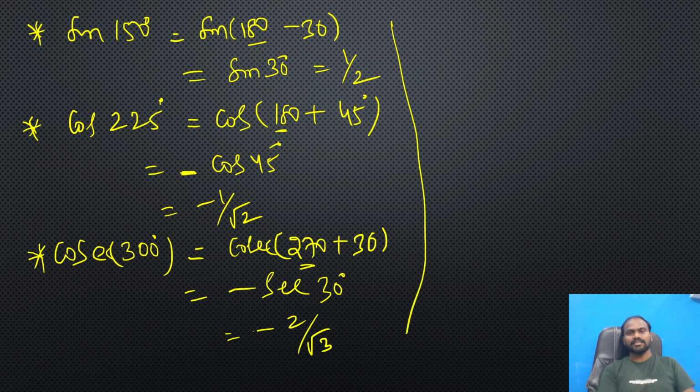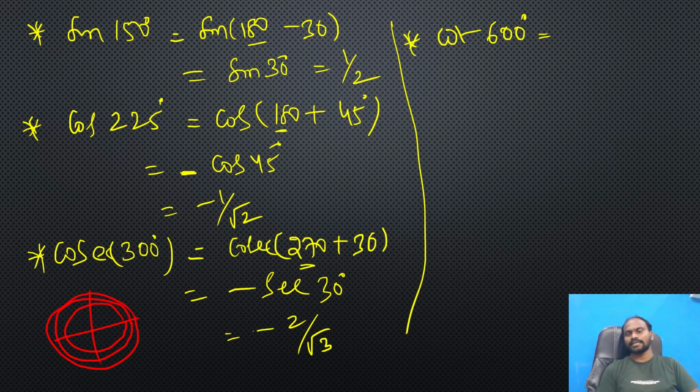Okay, sir, till 360 it is fine, we can take the angle with respect to the coordinates. But what if the angle is given more than 360? Let us say, for example, cot 600 degrees. If they give more than 360, first see one complete cycle. One complete cycle is 360, the next complete cycle will be 720, the next will be 1080. Like this we can take.